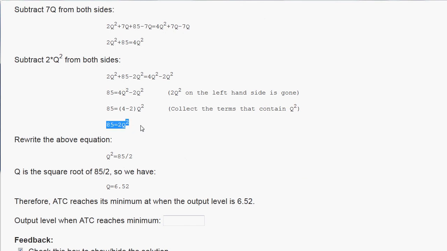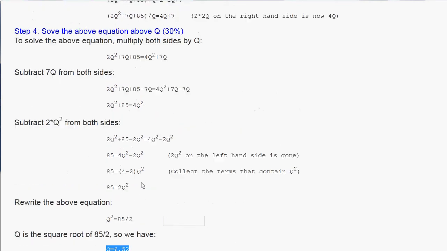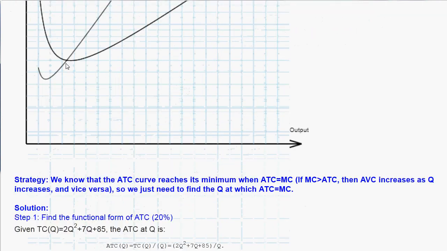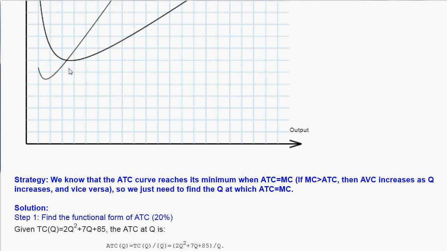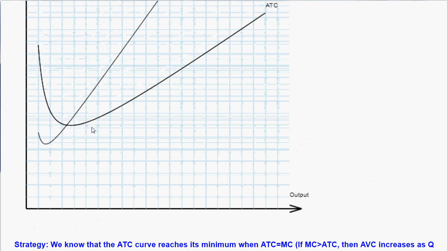Q squared is equal to 85 over 2. I don't know what that is, but if you use your calculator to calculate the square root of this number, it gives you 6.52 approximately. Remember, this graph is just for illustration, it's not accurate. When Q is equal to 6.52, ATC reaches its lowest point. That's our answer. That's all for this question.